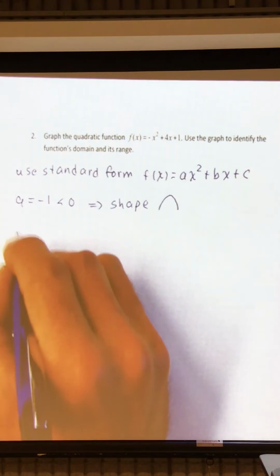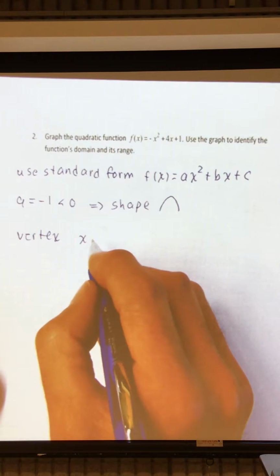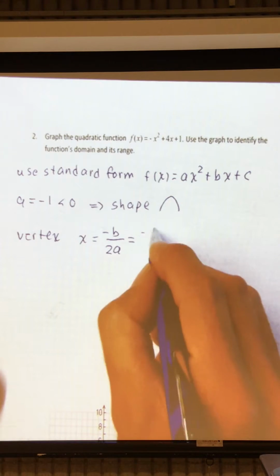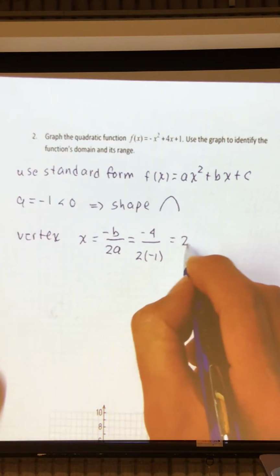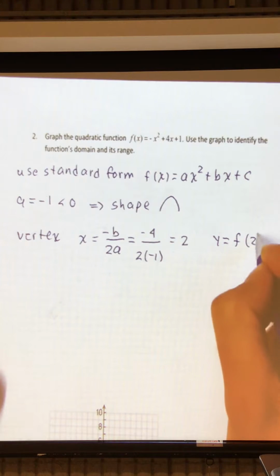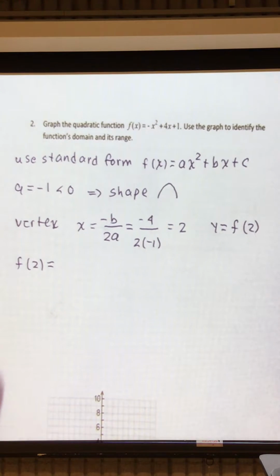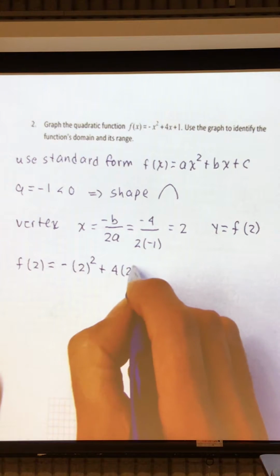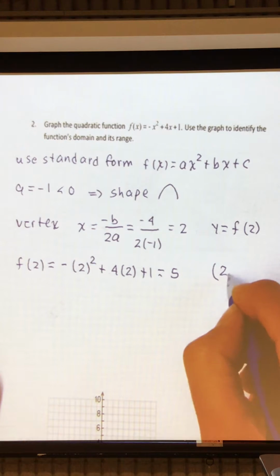In this form, we can find the vertex. And the vertex has an x and a y coordinate. The x coordinate is minus b over 2a. Putting these values in gives us negative 4 over 2 times negative 1, which is 2. The y coordinate of the vertex is f of 2. So we'll find f of 2. Substituting 2 into the function will give us negative 2 squared plus 4 times 2 plus 1, giving us 5. So the vertex is 2, 5.